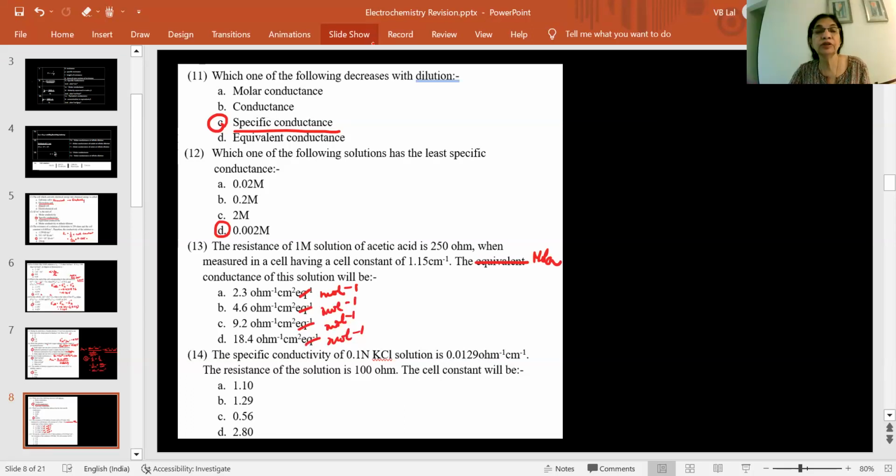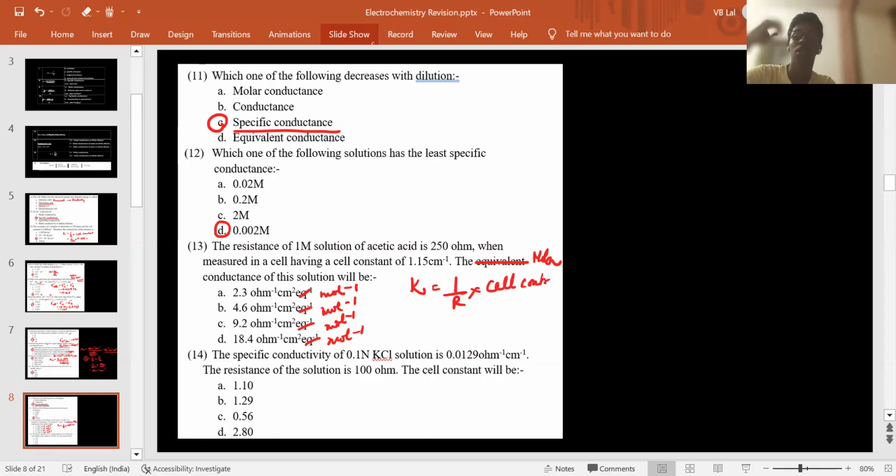So resistance is given. Cell constant is given. So conductance, molar conductance. First, what will you find? You will find kappa. What is kappa equal to? 1 by R into cell constant. The answer is 4.6. Yes, answer is 4.6. Correct. Perfect.